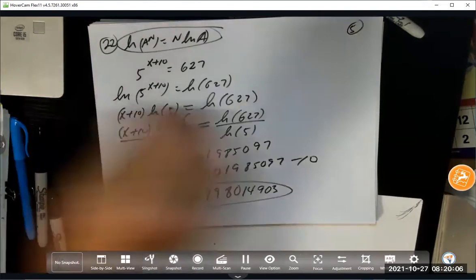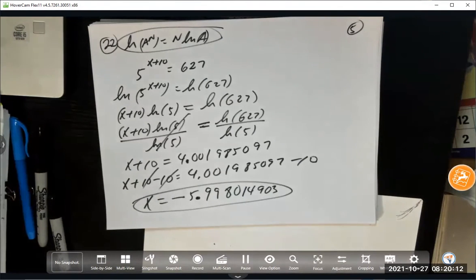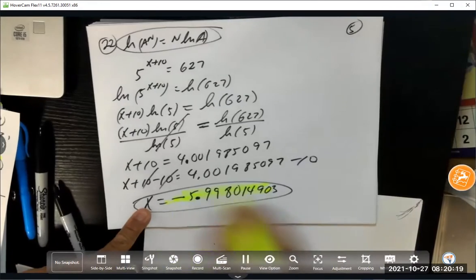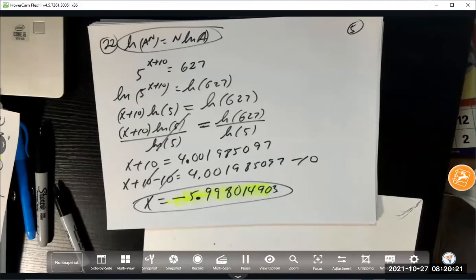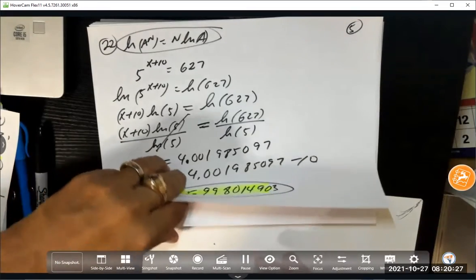All right, let me do one more like this. Make sure you got it, okay? Gonna do one more. Make sure that nobody's lost. Okay, one more like this one, and I'm gonna go to the next one.